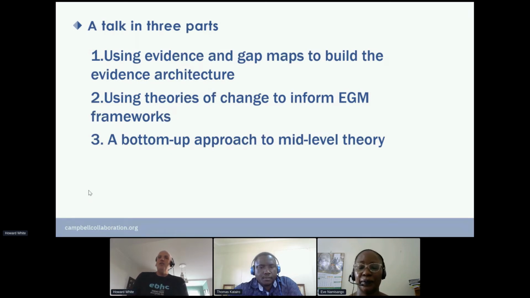Then I'll talk about using theories of change to inform EGM frameworks, which I've not spoken about before, but it's something we do, so I'll present some examples of that. And then I'm going to talk about something entirely new: a bottom-up approach to mid-level theory, which we've been doing over the last few months, but I hadn't articulated it in this way until preparing for this presentation.